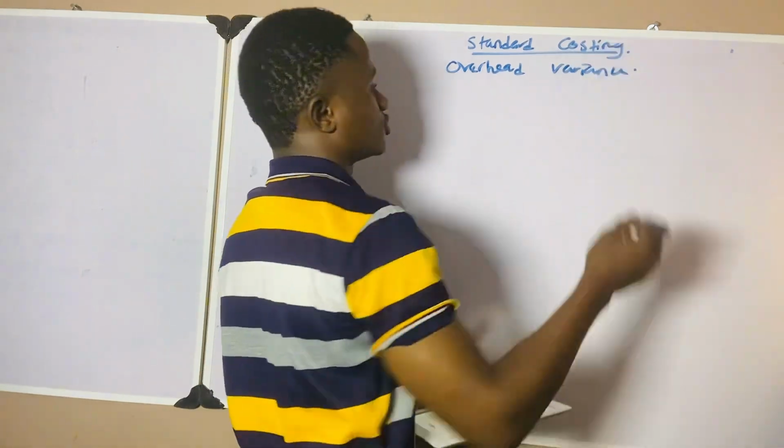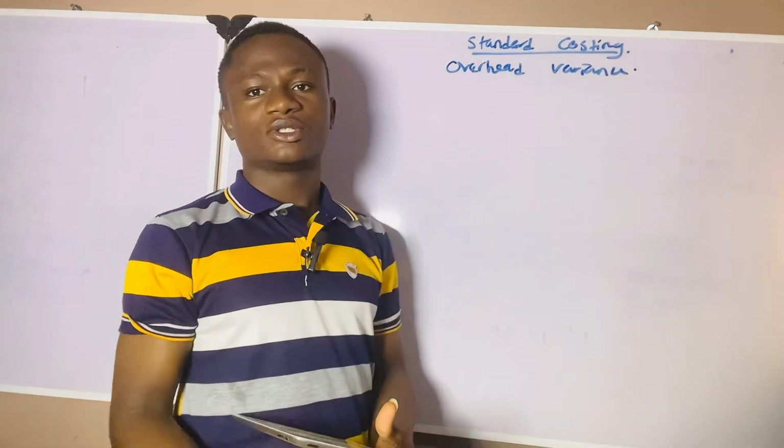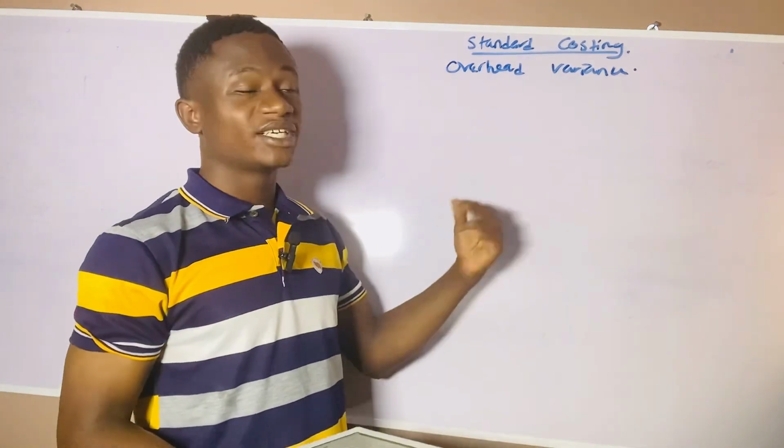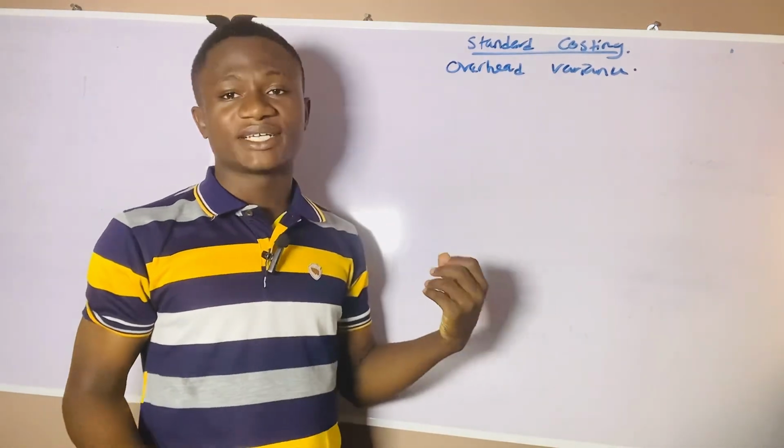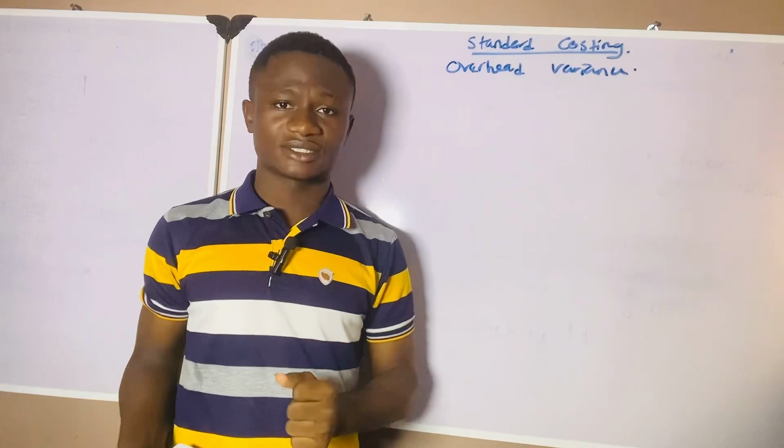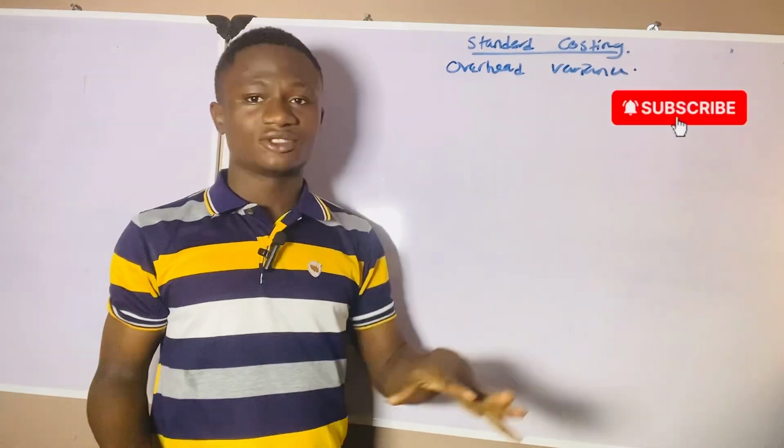So one thing I want you guys to know is that when it comes to the overhead variance, we have majorly two types of overhead variance. We have the variable overhead variance and we have the fixed overhead variance. So we are going to look deeper into them.